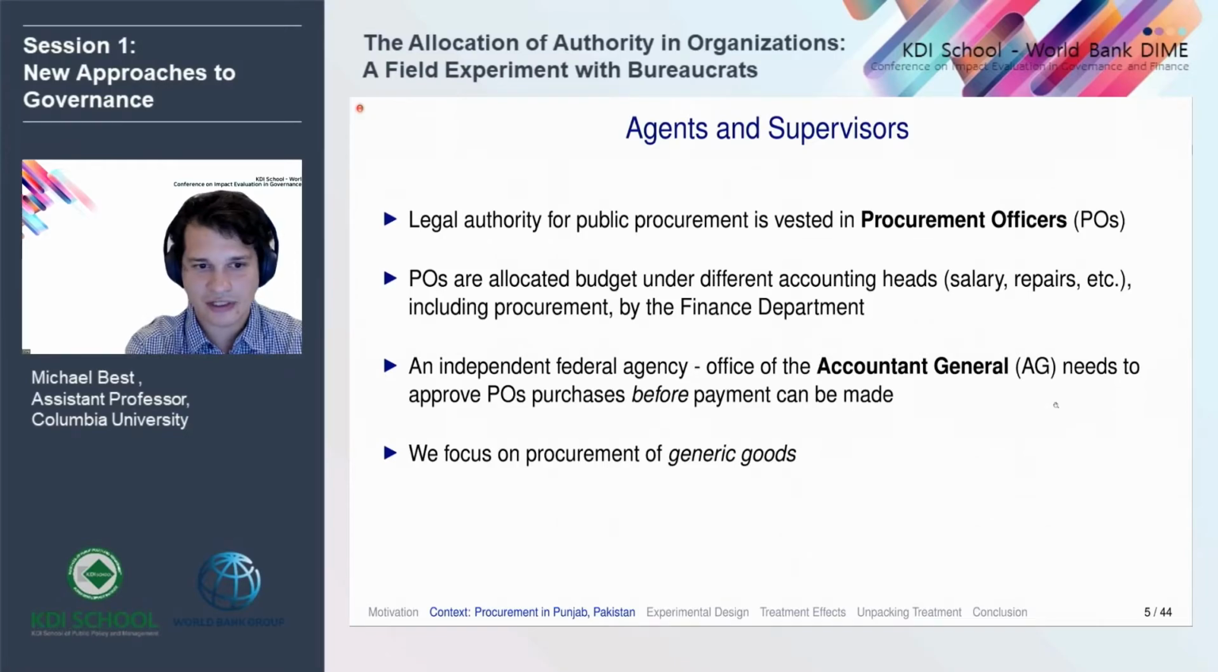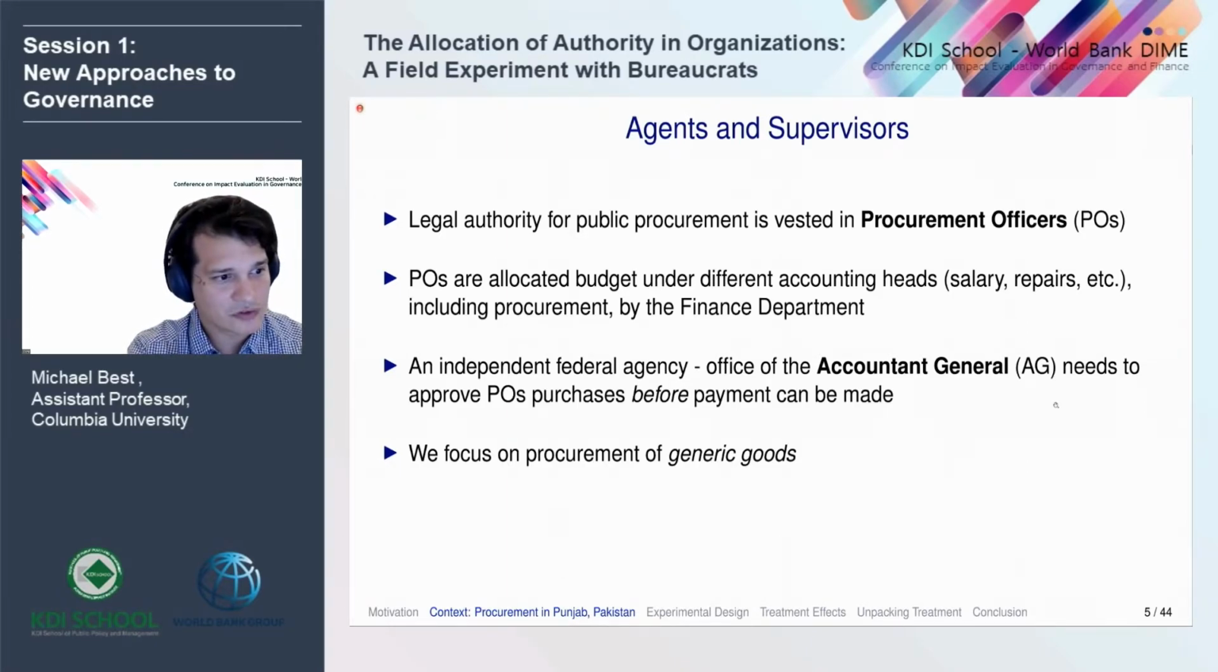And the other set of actors in this play are the Office of the Accountant General. The Accountant General in Punjab is a federal agency, so it's part of the federal government of Pakistan, not of the provincial government of Punjab. And the role of the Accountant General is to approve all expenditures of public funds. And so the way that they implement that is that before any procurement officer can make a purchase, they have to go to the Accountant General's office and seek their approval for the purchase that they're about to make before they are able to make any payment to the vendor.